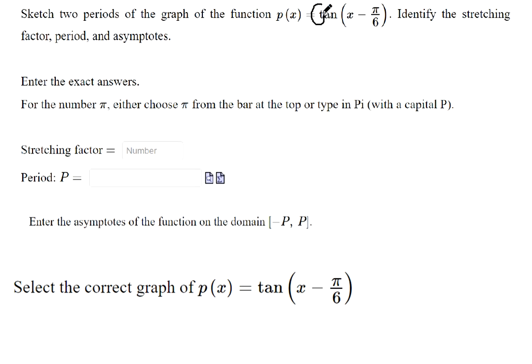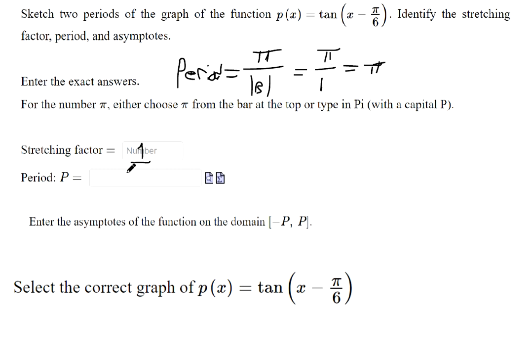So the stretching factor is what we might have thought was the amplitude back in terms of sine, cosine. So there's only a 1, and that's a coefficient of tangent x there. If that was a 2 or a 4, that would be our stretching factor. The period for tangent and cotangent is a little bit different than sine, cosine. It's pi, not 2 pi, divided by the absolute value of b. But in our case, b is 1, so the period for this is pi.